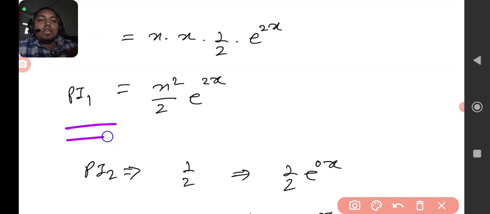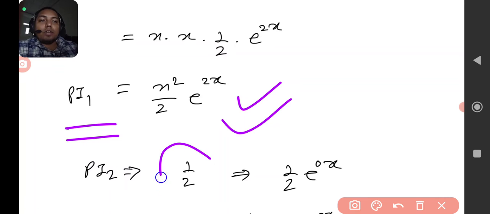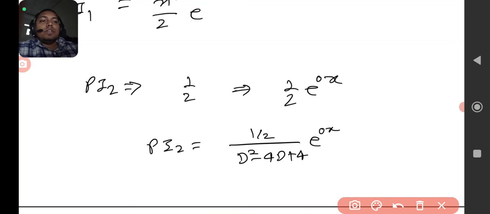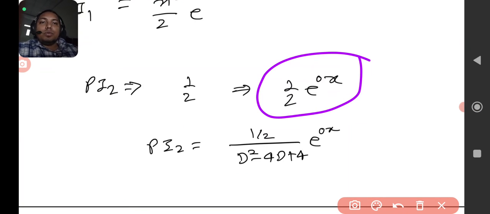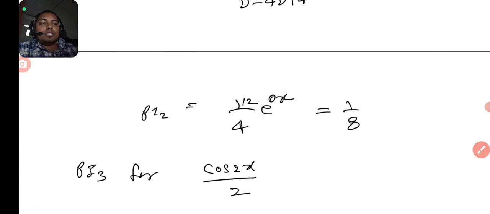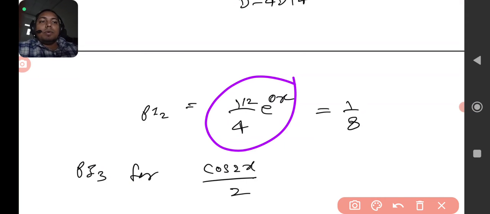So to calculate PI1, we got this answer. Now you go for PI2. PI2 you calculate only for the number 1 by 2, half. To calculate this, what is the trick? We go for 1 by 2 e power 0x, and D square minus 4D plus 4 is there, right? So D we replace with 0, so 0 square minus 4 into 0 plus 4. In the denominator 4 will come, so 1 by 2 and extra 4, with e power 0x, so overall 1 by 8 will come. So we got our PI2 also.